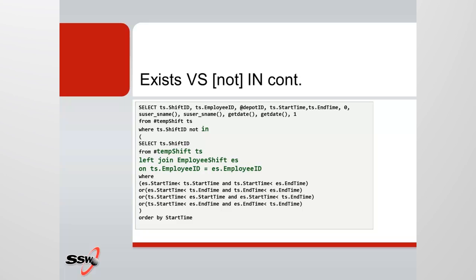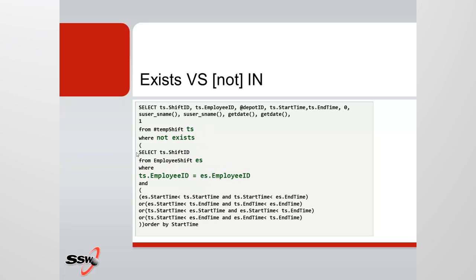So the bits around the green bit aren't that important. But what we have is we're selecting from a table. What we're saying is where it is NOT IN the lower portion of the screen that you see here. Now let's compare that query to the next one. It's pretty much the same, but what we're saying is WHERE NOT EXISTS. The rest of the query is exactly the same except the middle bit is different.